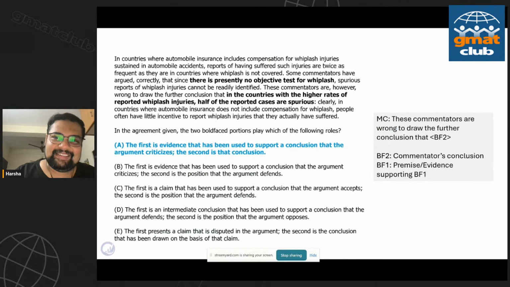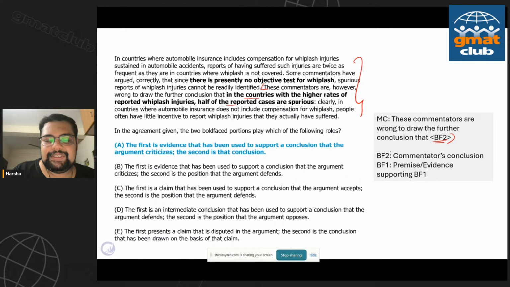So now that the argument is clear, including to some level the logic of it, let's quickly do that analysis step. So what is the main conclusion? The main conclusion is the statement: these commentators are wrong to draw that particular conclusion that in those countries with whiplash. So the main conclusion contains your boldface 2. Yeah, I hope that's clear.